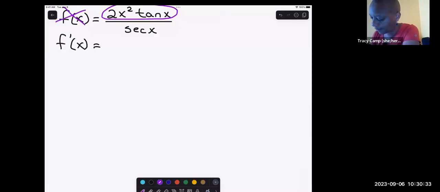So my F is 2x squared tangent of x. And then my G is my denominator. My G is secant of x.